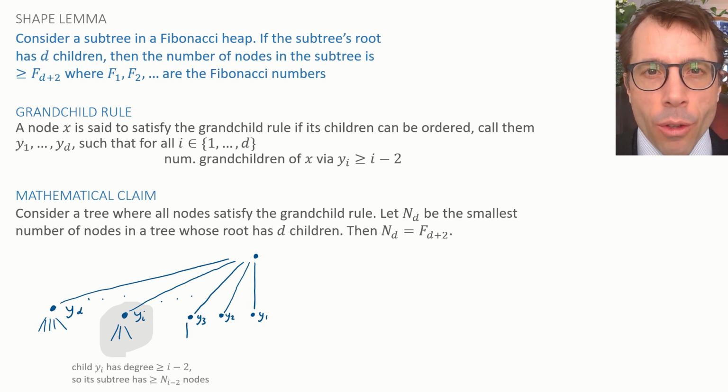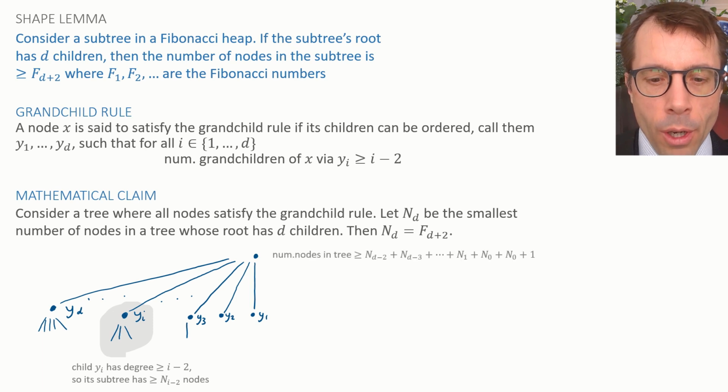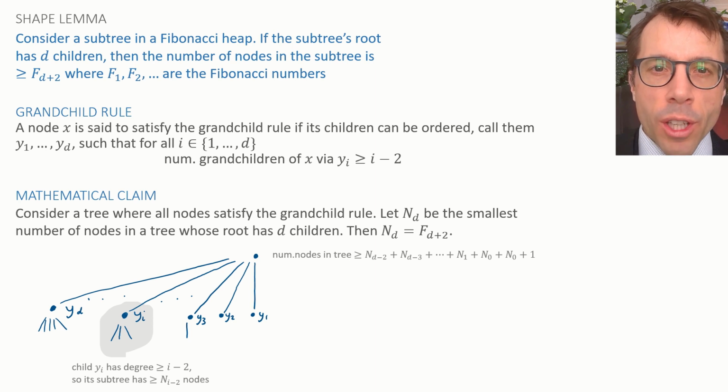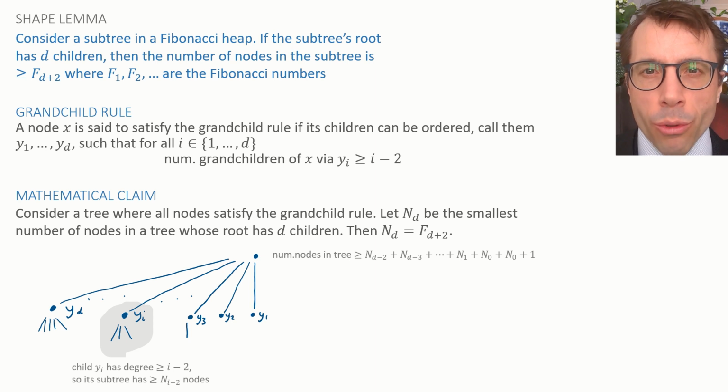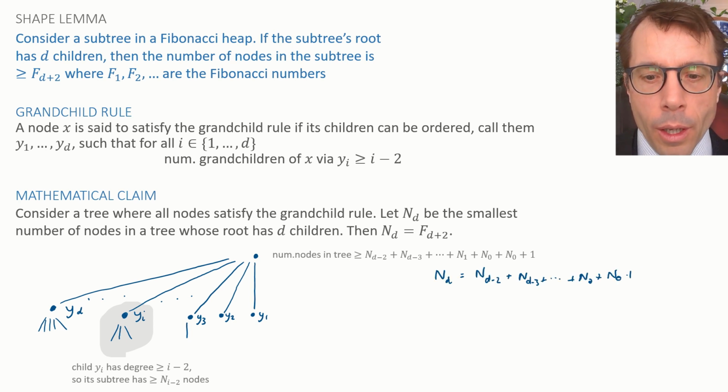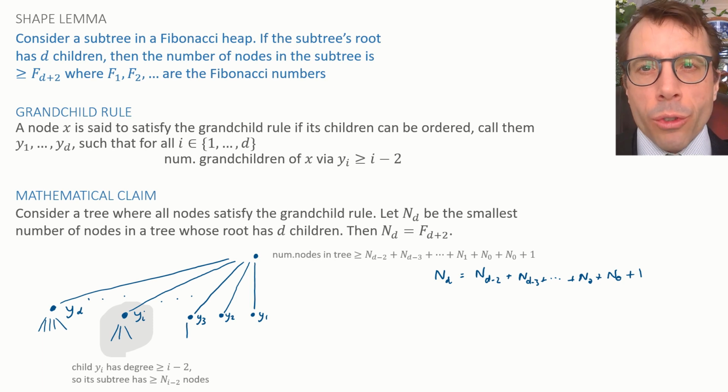And if we add together the total number of nodes in the full tree, adding up the contributions from each of the children, the total number of nodes is greater than or equal to n_{d-2} for the leftmost child, yd, plus ... plus n_0 for y2, plus n_0 for y1, plus 1 for the parent node. In other words, we've argued that n_d, the smallest possible number of nodes in this entire tree, is equal to n_{d-2} plus ... plus 1. So we've got ourselves a nice recurrence relation.